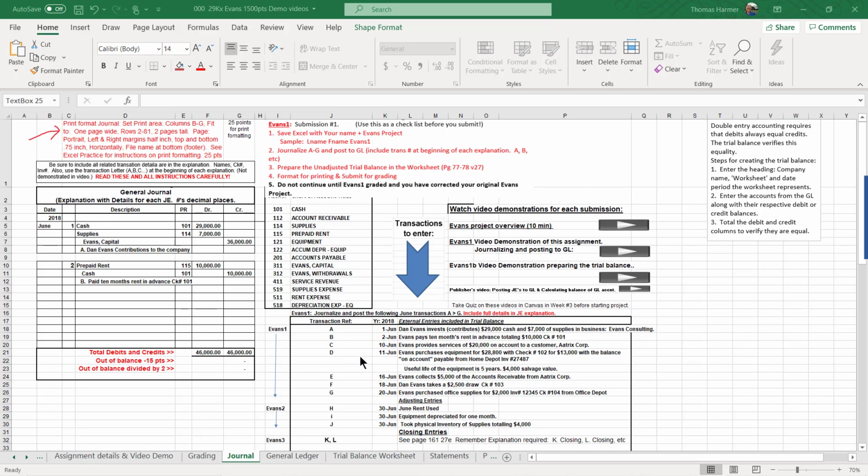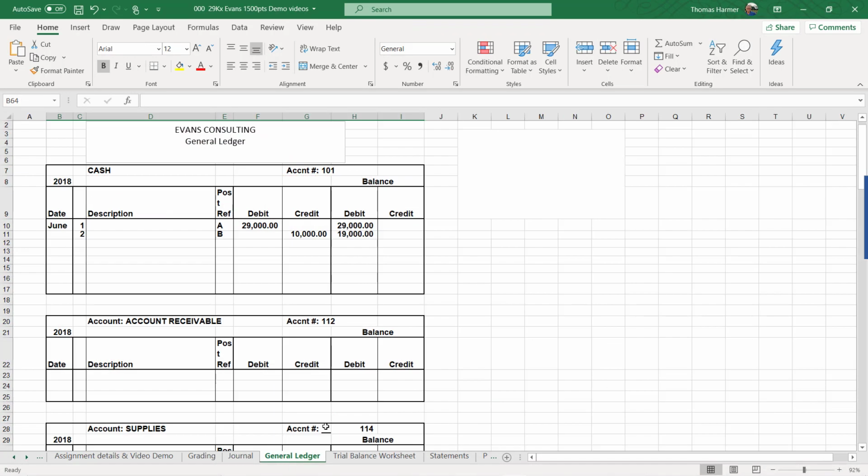Okay, I've given you a demonstration of journalizing transactions A and B and posting them to their respective general ledger accounts. Now I'm going to take these two transactions and the general ledger that resulted from that and create the trial balance.